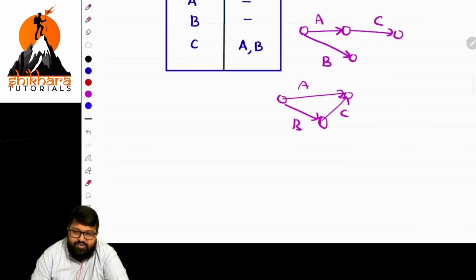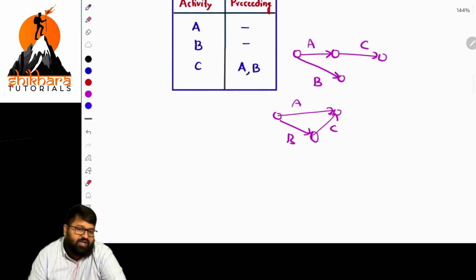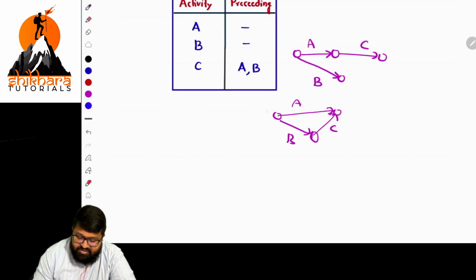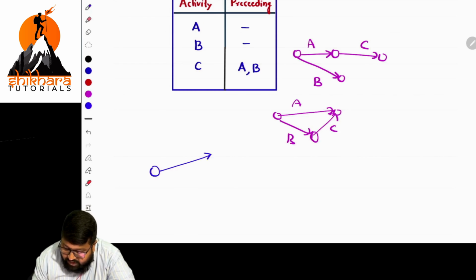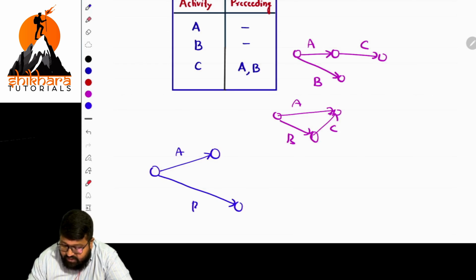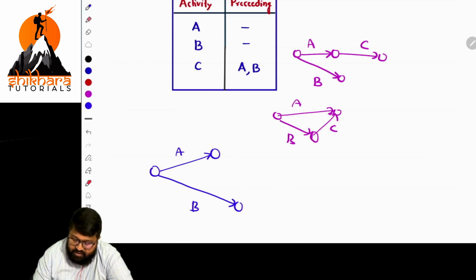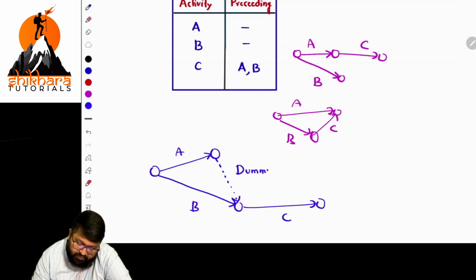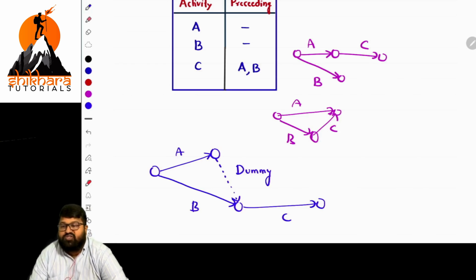Dummy is used only to maintain the logical flow of a diagram, and a dummy does not consume resources or time. So to complete this diagram which satisfies all the conditions, I'm representing it like this. It is A, and B is also starting simultaneously. There is nothing preceding. Now if I go with C here, to maintain the logical flow I'm representing a dummy with a dotted line. This is nothing but a dummy activity, which does not consume any resources.